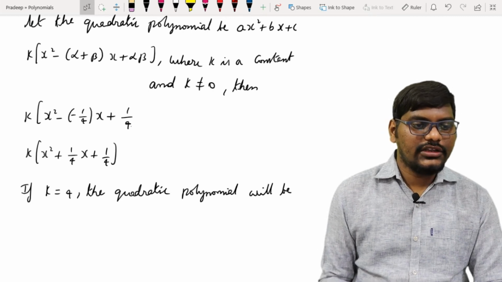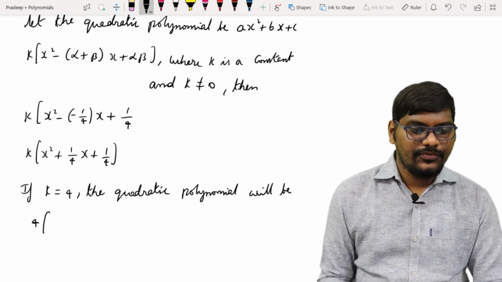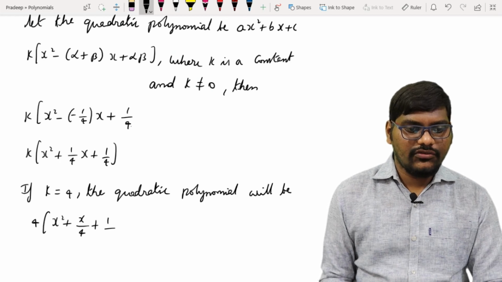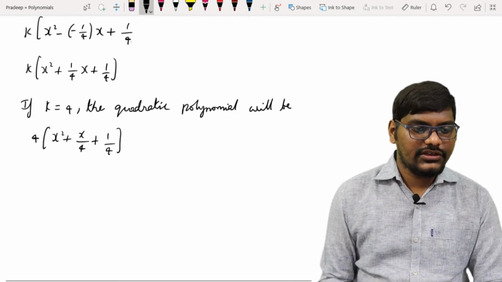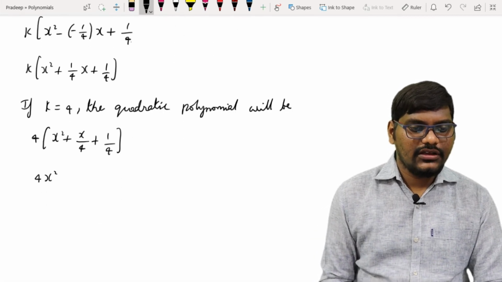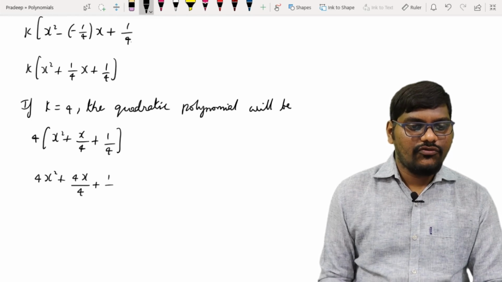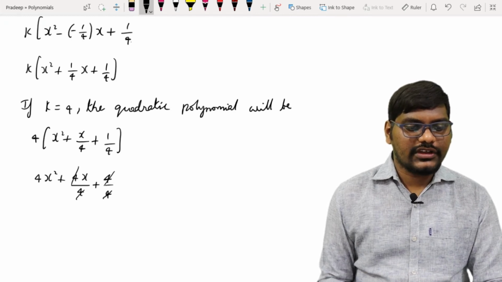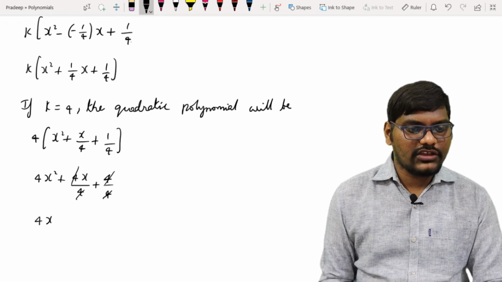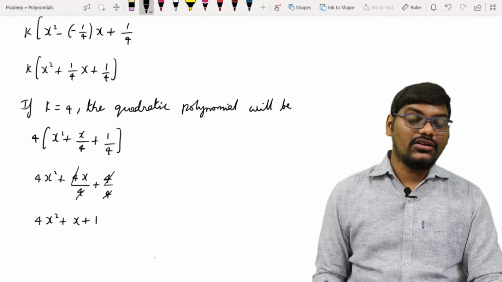I'm writing here in the above equation, in the place of k I just substitute 4. So I can write 4 into x square plus x by 4 plus 1 by 4. So when I take 4 inside, let's see what we get. That is 4x square plus 4 into x by 4 plus 4 by 4. So these 4's get cancelled. The equation we are getting is 4x square plus x plus 1. Okay, so this is the expression we got.